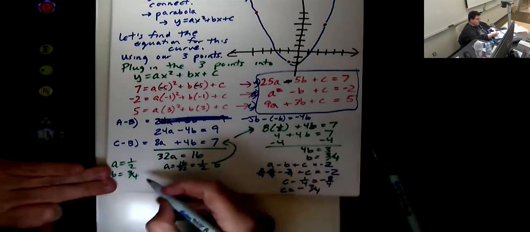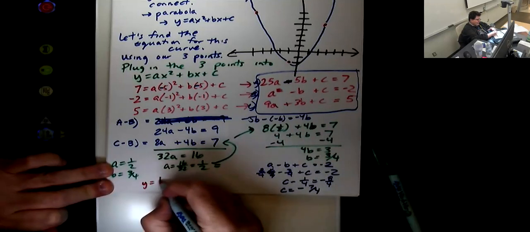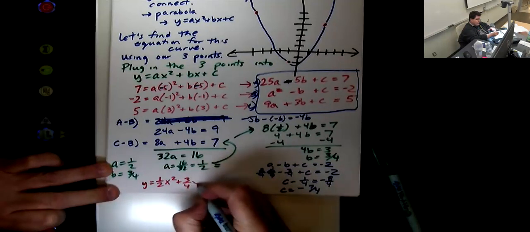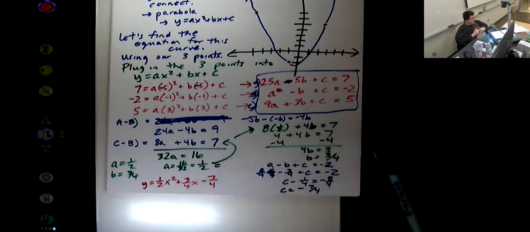The equation for that parabola is y equals 1/2 x squared plus 3/4 x minus 7/4. We found an equation for the line given the 3 points that we had.